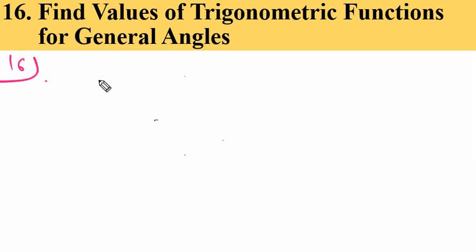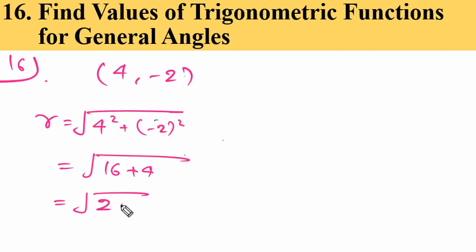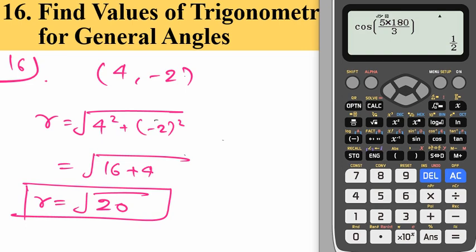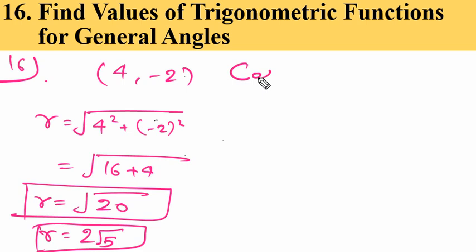Now next question, question number 16: 4 comma negative 2. R is equal to square root of 4 square plus negative 2 square, and that will give you 16 plus 4. So that is square root 20. If you want to further simplify, square root 20 will give you 2 square root 5. You can also write it that way, depending on what it is asking in the question.